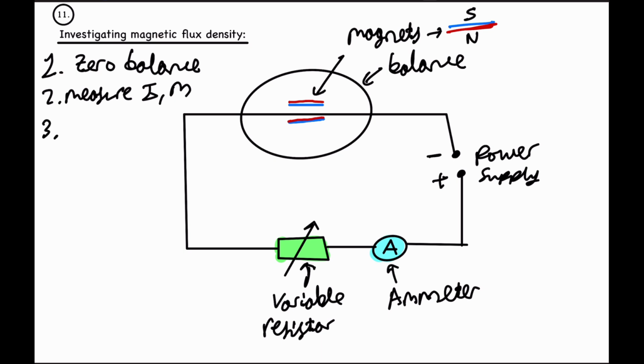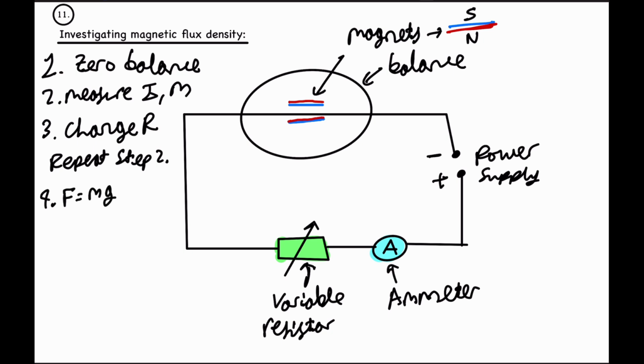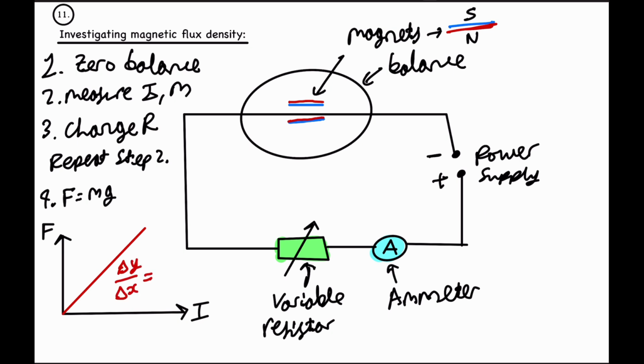So the third step is to vary the current using the variable resistor, and then repeat step 2, so take multiple readings for I and M. Now you can convert your mass readings into force using F is equal to mg, and you can draw a graph now of force against current, and you should get a straight line graph like this, and the gradient of this graph is equal to B times the length, and you can find the length by taking measurements from here and here.